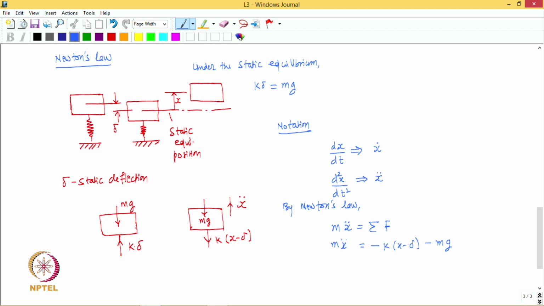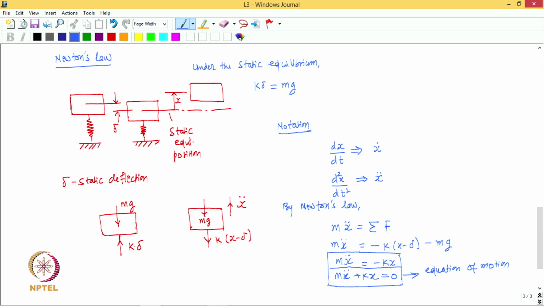So, in the light of the static equilibrium condition, k delta is equal to mg. So, this mg and k delta would cancel out, and then we would be left with m x double dot is equal to minus kx, or m x double dot plus kx is equal to 0. So, this is basically the equation we are getting, right. This is said to be the equation of motion of the single degree of freedom system, okay.